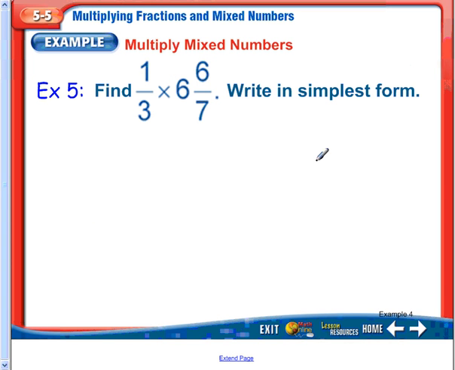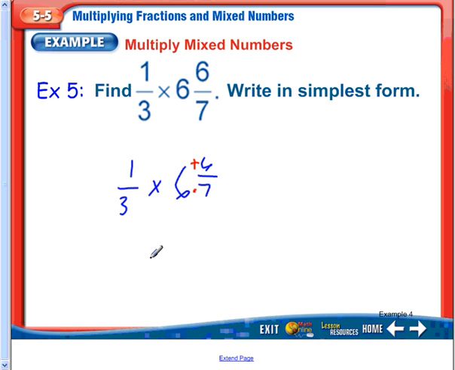Example number 5, find 1/3 times 6 and 6/7. So 1/3 times 6 whole and 6/7. Okay. Step 1, if I remember back and look at my notes, it tells me that I need to get all mixed numbers into improper fractions. So to do that, I need to multiply 6 times 7. And then when I'm done with that, I will add the numerator of 6.